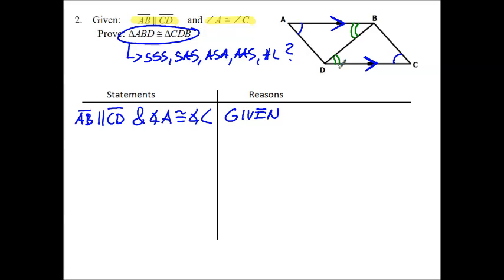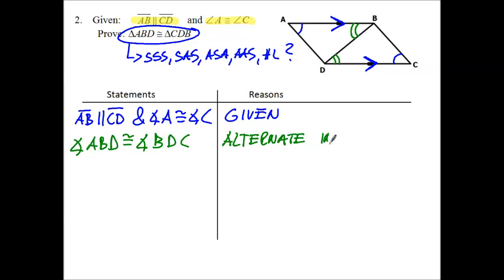Angle ABD is congruent to angle BDC. And the reason for that is, did you remember where those angles are? They're between the two parallel lines on the inside and on opposite sides of the transversal. Yes, indeed, they are alternate interior angles.